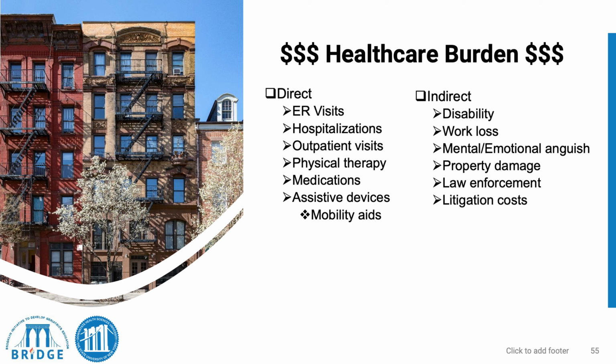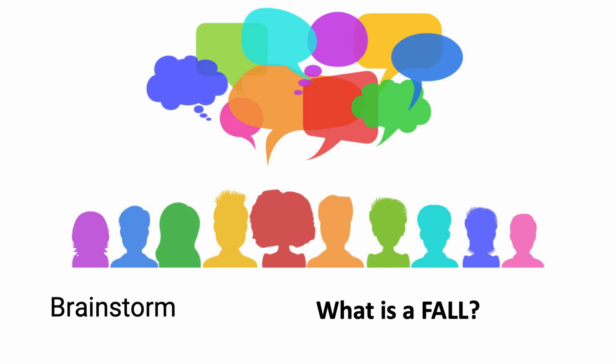The direct cost is attributed to emergency room visits, hospitalizations, outpatient visits, physical therapy, medications, and the cost associated with assistive devices. Indirect costs are related to disability, work loss, compensation, mental or emotional anguish, property damage, litigation, and law enforcement.